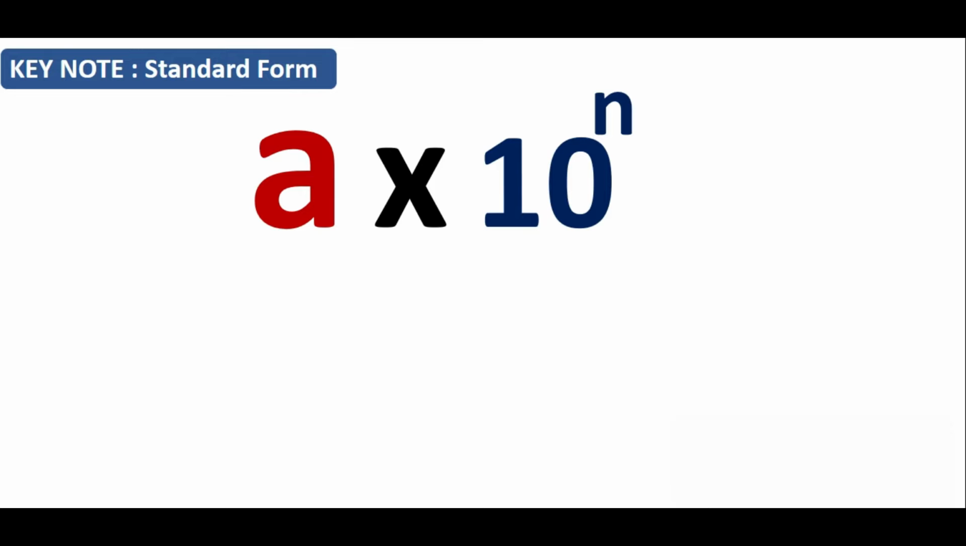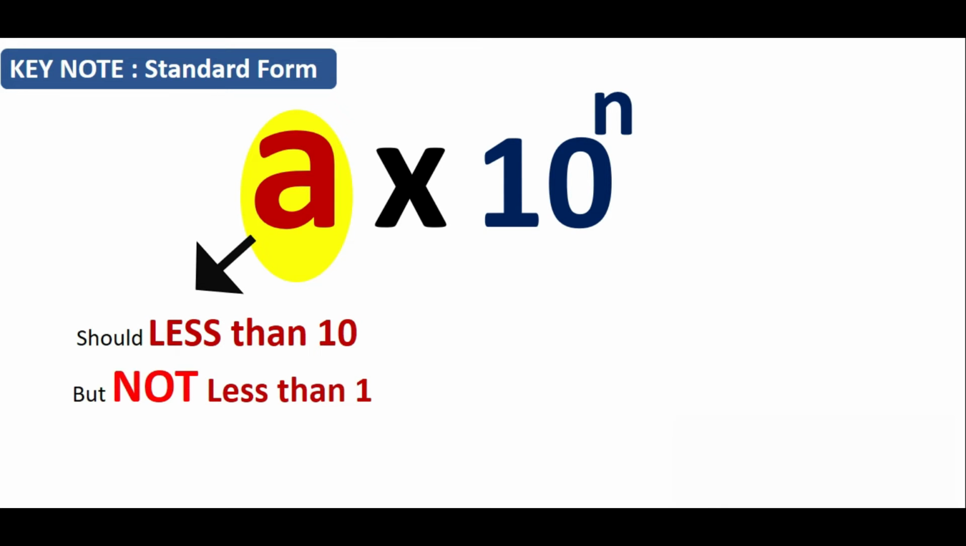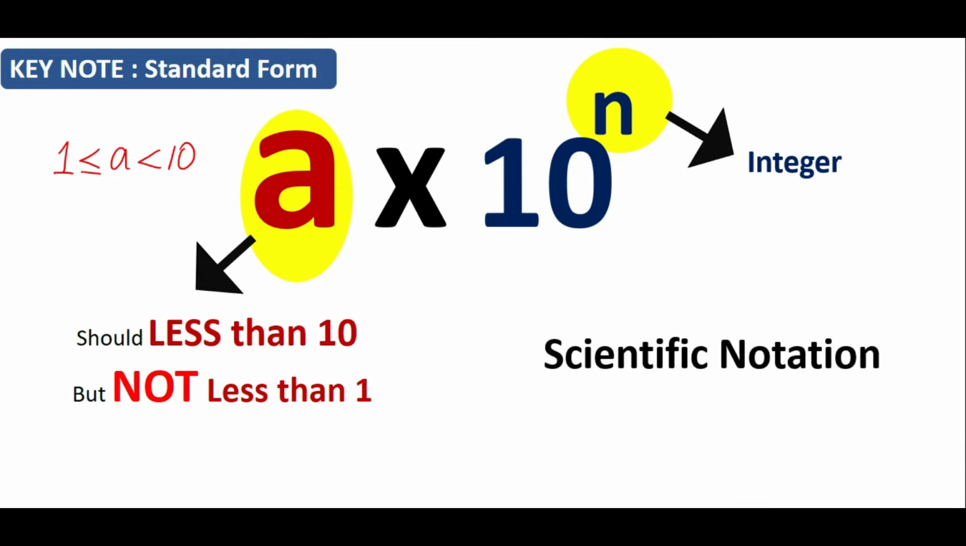The standard form of a number is the way of representing a given value in the form of a times 10 to the power of n, where a can take a value less than 10 but not less than 1. We can say the value of a can be within this limit, and n, the power of 10, takes the value of an integer. It can be positive, negative, or 0. It is also called scientific notation.